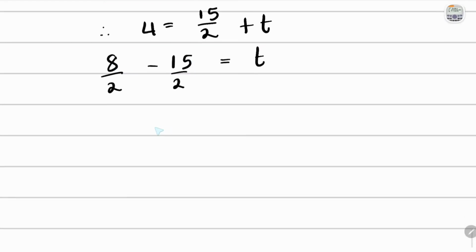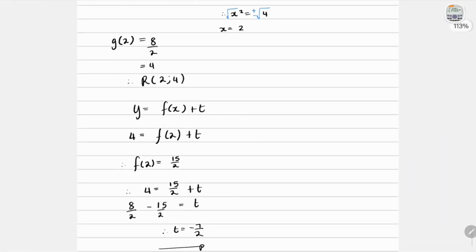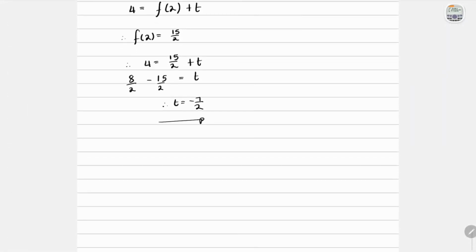8 minus 15 is negative 7. So negative 7 over 2 is equal to t. There we go. So t is finally equal to negative 7 over 2. That's what t needs to be for f to intersect at r, and that is our answer.